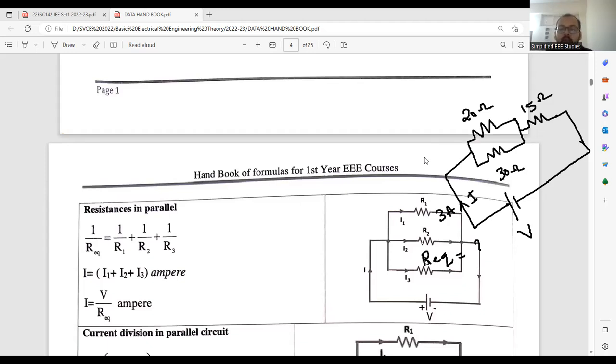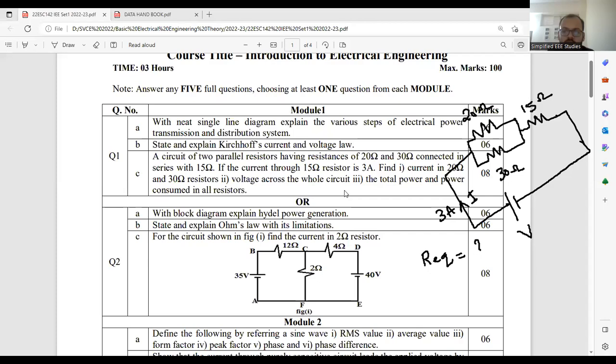Okay. So let us come back to the numerical example. After noting down the formula, you need to come back to the numerical example. Yes, first you calculate R equivalent using the formula. Later, you need to calculate the current flowing through the 20 and 30 ohm resistors. So let me call the current flowing through 20 ohm I1 and the current flowing through 30 ohm I2. Use the current division formula.